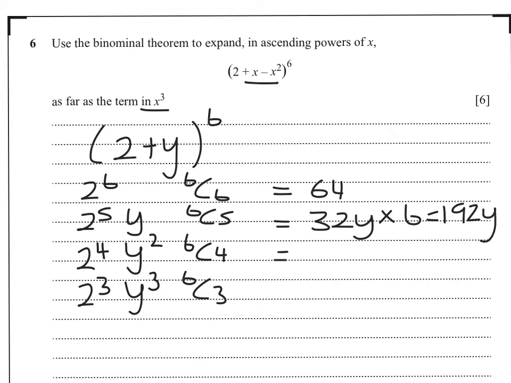Then have 2 to the power 4 times 6c4, which is 240 y squared. And then we have 2 to the power 3, which is 8, times 6c3, which is 160 y cubed.